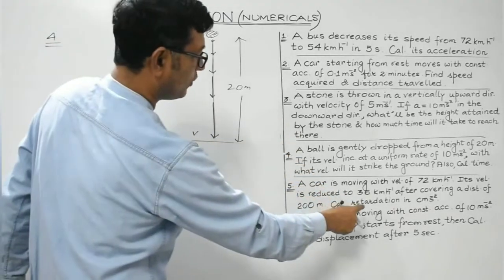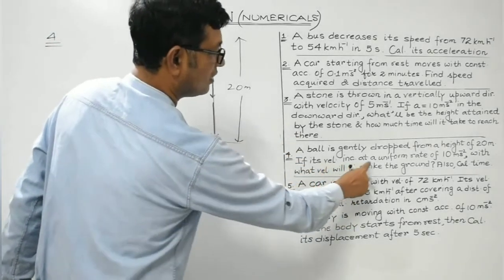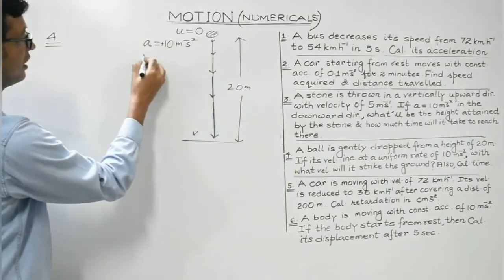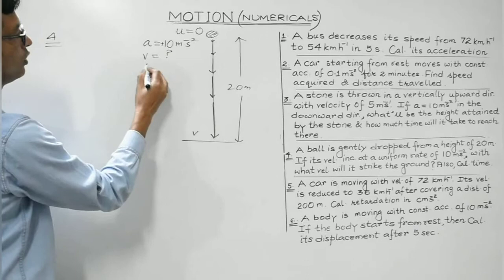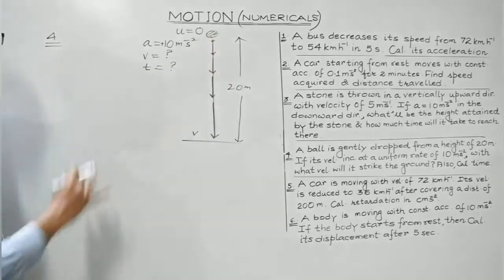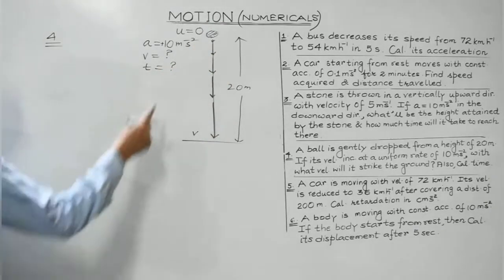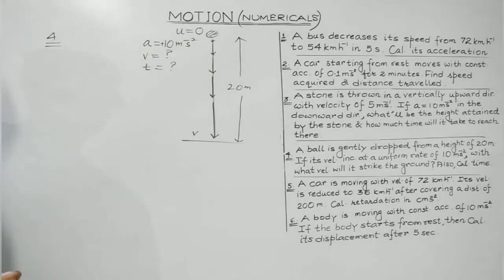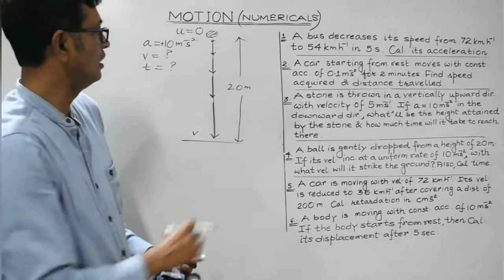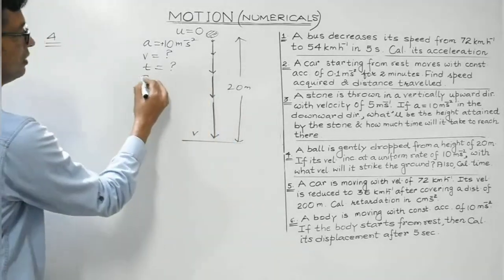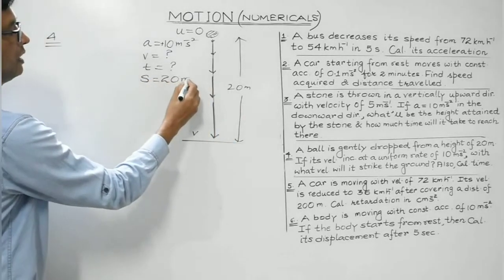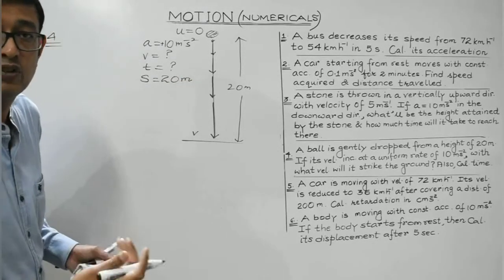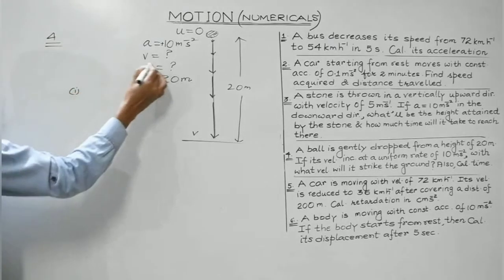So, what we are supposed to find is, if its velocity increases at the uniform rate of 10 meter per second square, which is the acceleration given, with what velocity will it strike? Also, calculate the time taken by the body to reach the ground, right? So, these are the things given. So what to do? S is also given, 20 meter. So we can make use of, I think, the second equation of motion so as to get the value of time. So let's find t first.